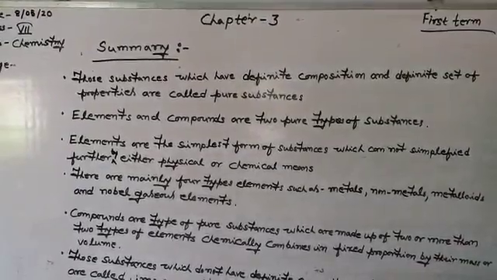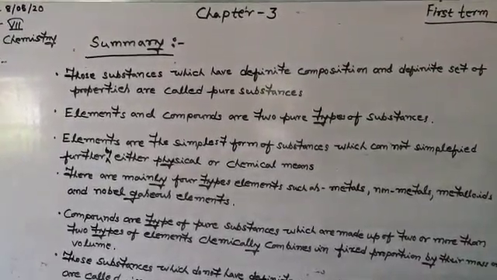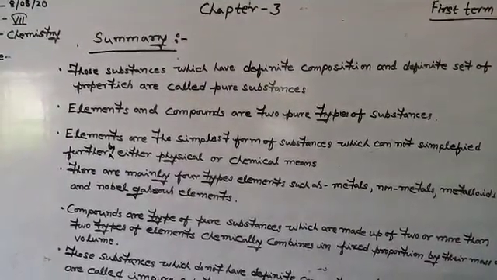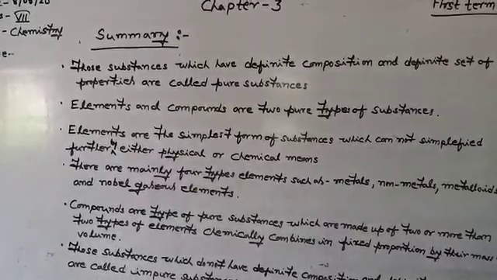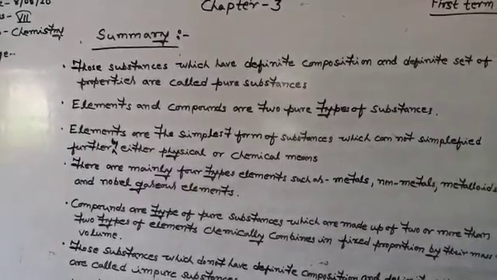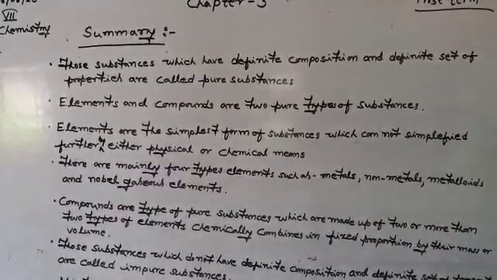Now we're going to discuss chapter 3 in the form of a summary. In chapter 3 we have to read about the types of pure substances and impure substances and separations.